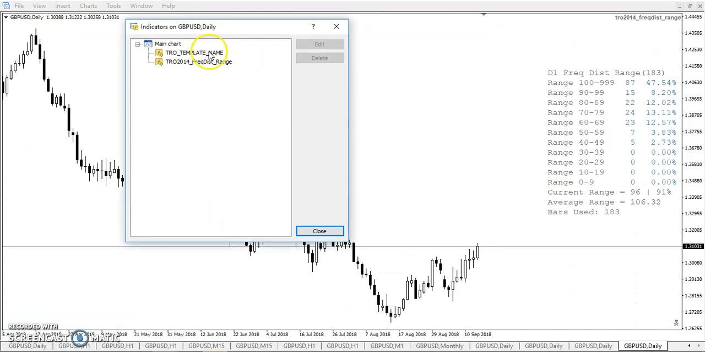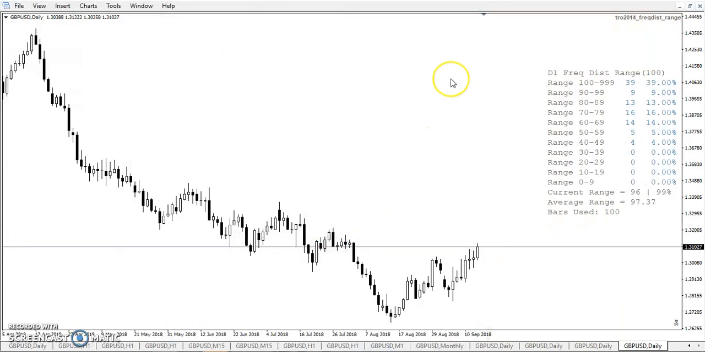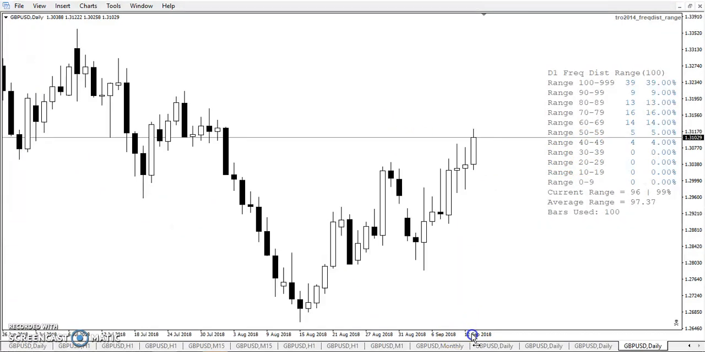But I want to do something here just to make things kind of easier. What did I do? Range, period. My bars, 100. Okay. So on the pound, there's no ranges under 40. So you can't fit 40 into 20. It's going to stick out of the box. And we're looking at the daily here.